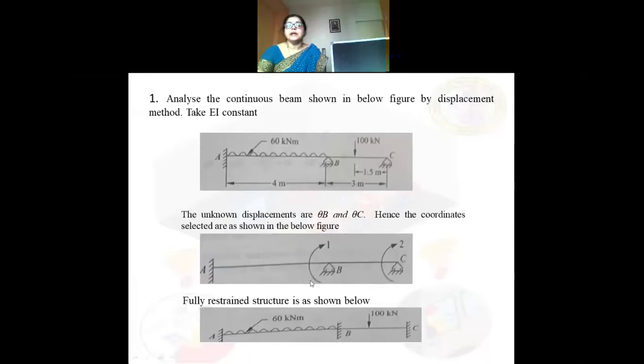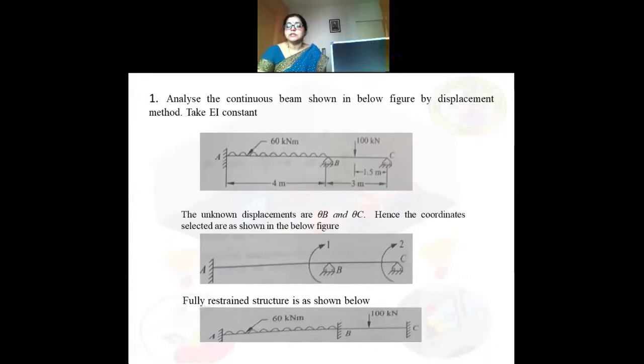Theta B I am indicating as a rotation in the clockwise direction, and I mention it as coordinate 1. Similarly, I assume that rotation at support C is in the clockwise direction, and I mention it as coordinate 2. Okay, so now what is next we have to do?